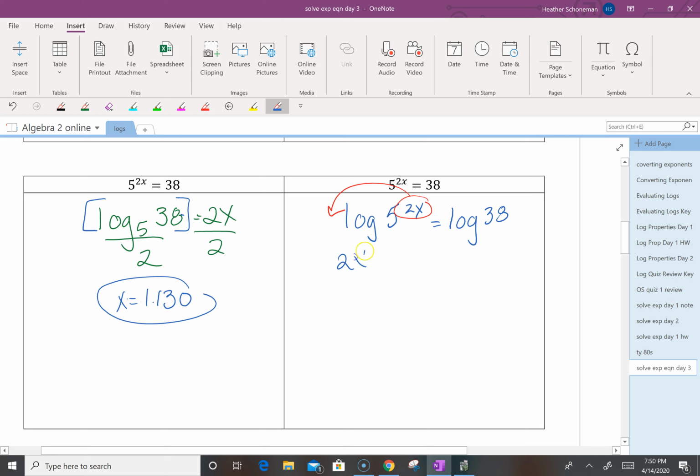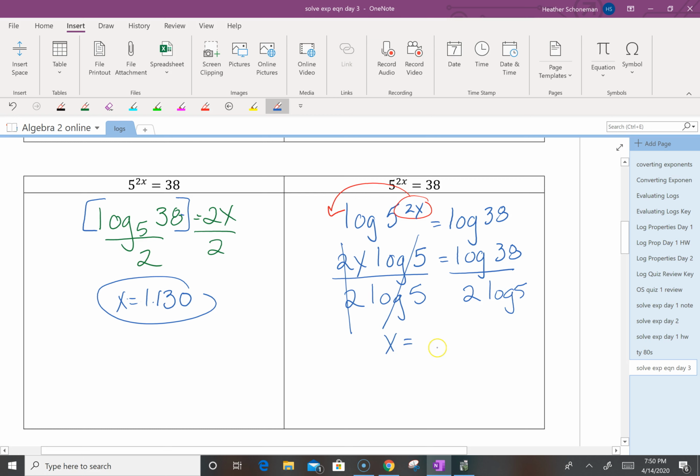So I'm going to say 2x log 5 equals log 38. Now I want to solve for x and get x by itself. Now remember, all of these things are multiplied together. So the opposite of multiplication is division. So I'm going to divide by 2, but I'm also going to divide by the log of 5. And now the 2 cancels and the 5 cancels.